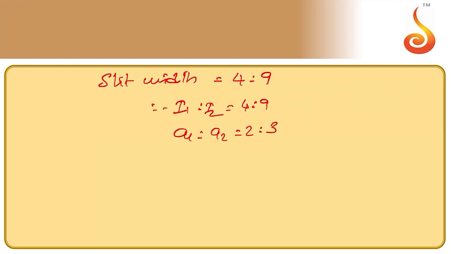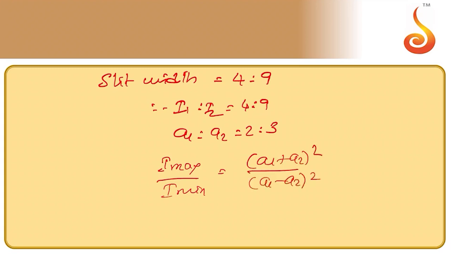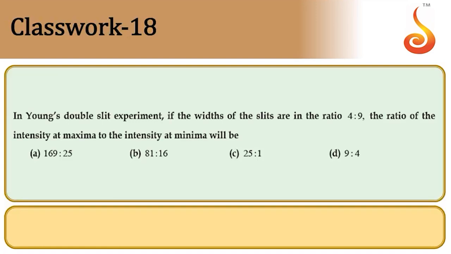Therefore, now we have I max to I min given by (A1 + A2)² divided by (A1 − A2)², or this is (2 + 3)² over (2 − 3)², or this is 25:1. So C is our correct choice.